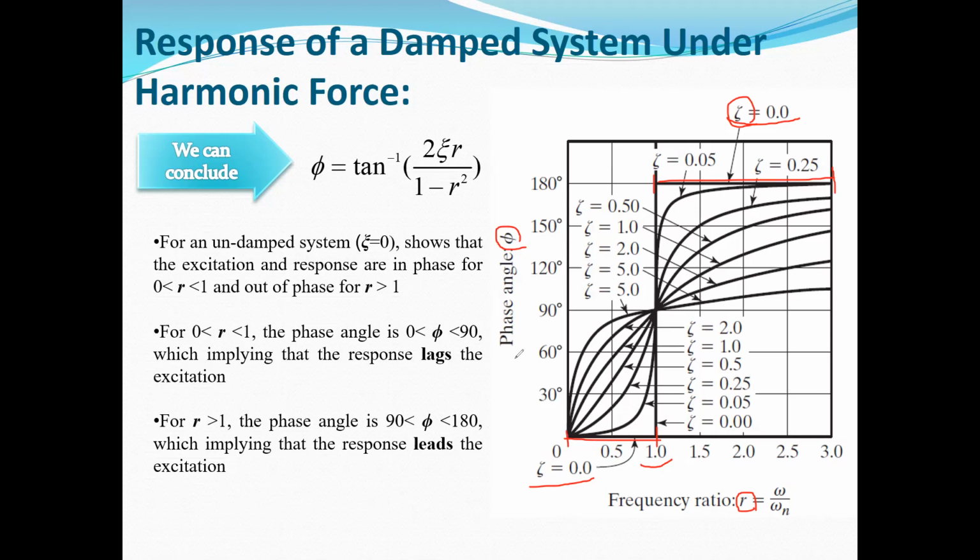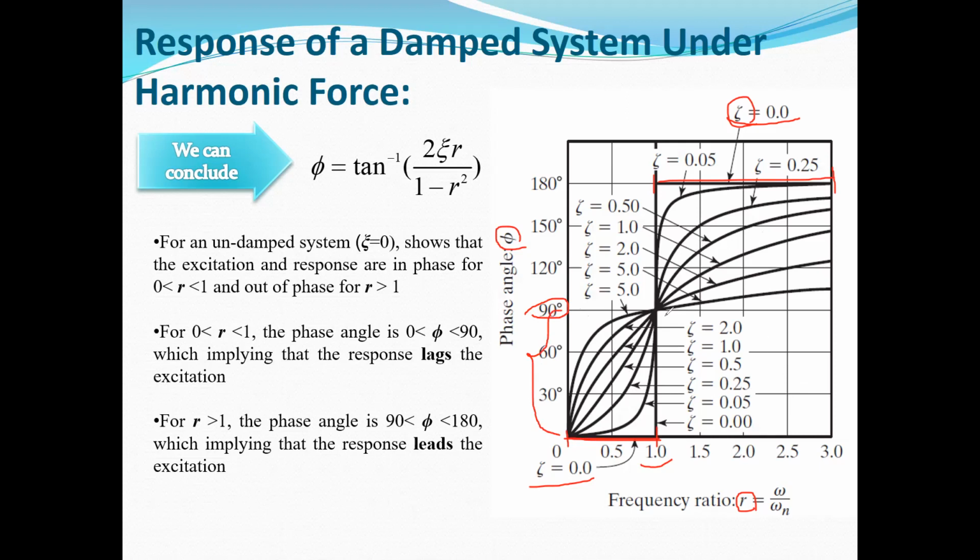The second conclusion is here, you can see in this area when R is less than 1, or the frequency of excitation is less than the natural frequency of the system, the phase angle is between 0 and 90 degrees. Here you can see that the phase angle is located in this area between 0 and 90 degrees, or pi over 2, which means that the response lags the excitation.